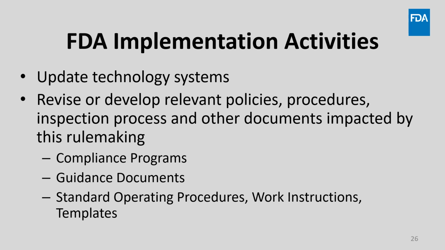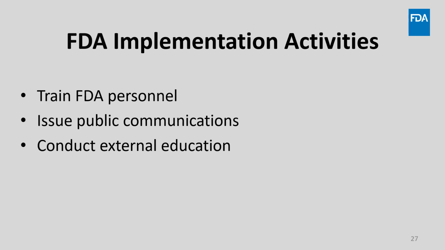As a result of this rule, FDA will update various technological systems. FDA will also revise and develop relevant policies, procedures, inspection processes, and other documents impacted by this rulemaking. These include the Compliance Program Guide, guidance documents, standard operating procedures, and work instructions. FDA will train internal FDA personnel about the 2024 final rule and will issue public communications and conduct external education, like this CDRH Learn module that you are viewing now.